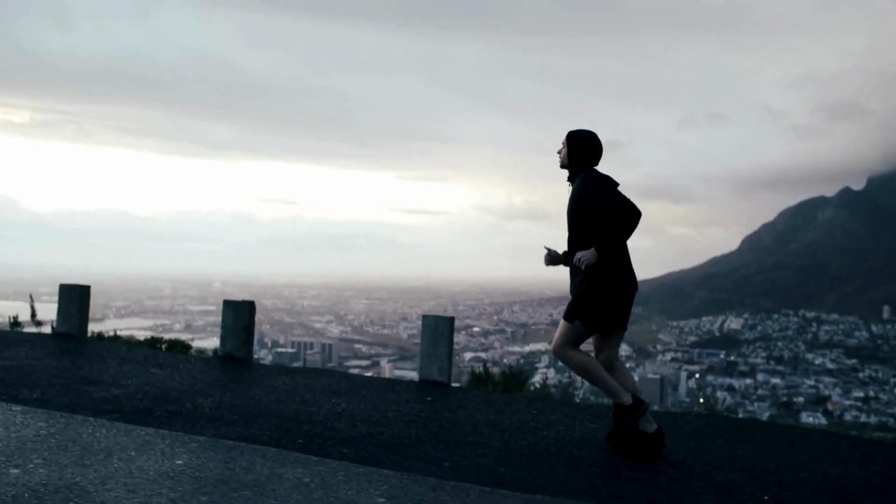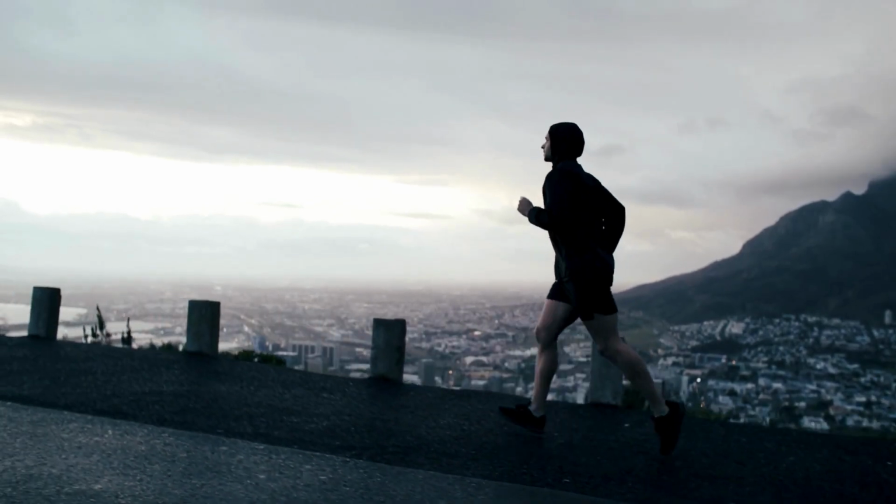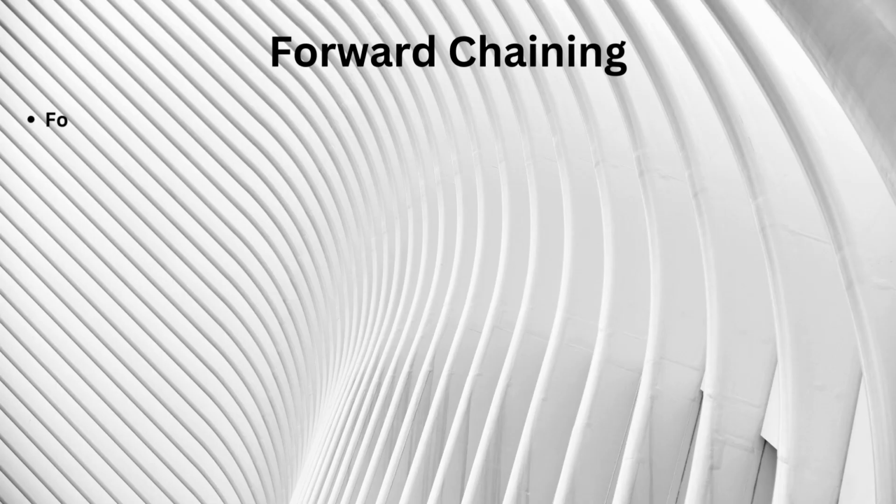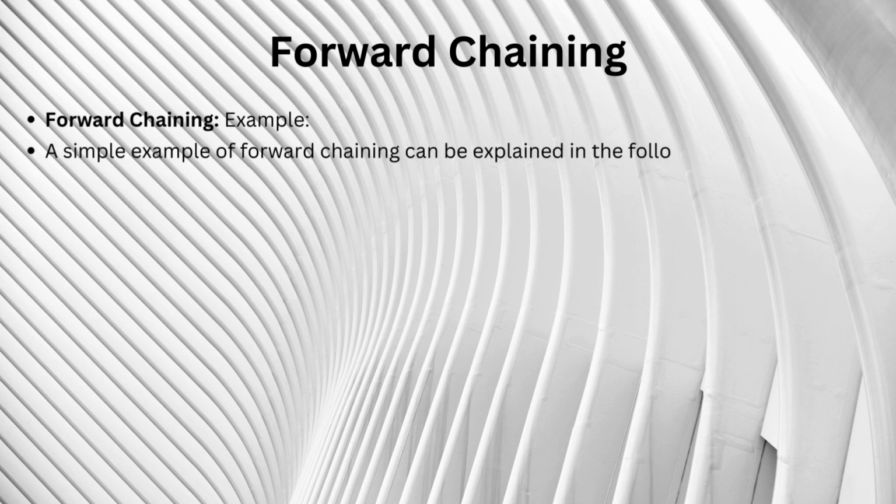Suppose we start with the given information, Tom is running, let us say A. Then we have a fact, if a person is running, he will sweat. So, he will sweat is B. This can be represented as A implies B, that is A forward arrow B.